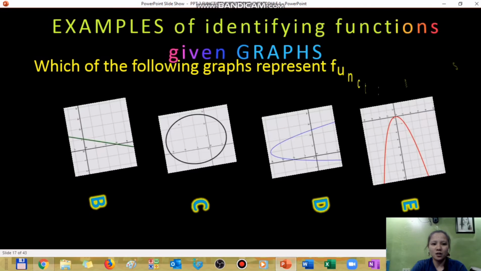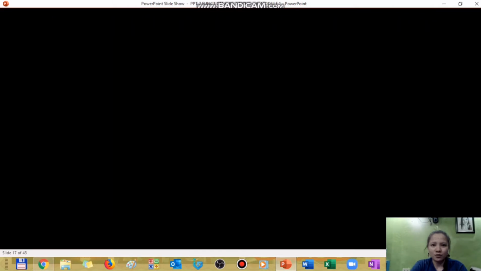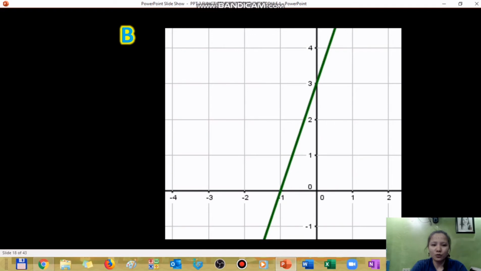Now let's take a look at these given graphs: graph B, C, D, and E. We will identify if each graph is a function or not a function. Let's take a look first at graph B. What do I mean when we say we will use the vertical line test? You draw a vertical line anywhere on the graph. As you notice, we have here the vertical line, but I suggest you just draw a vertical line on the given graph.